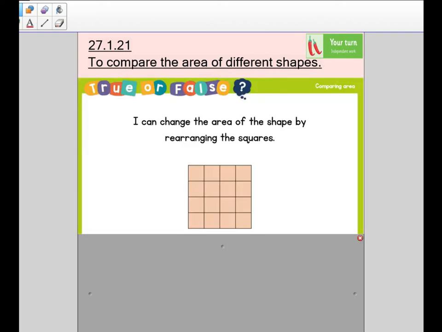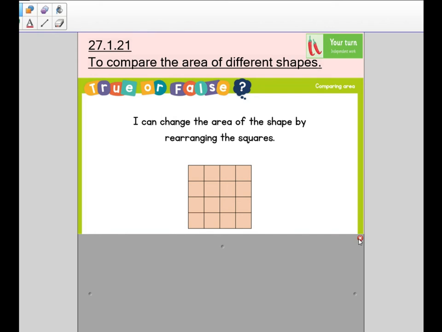To finish off our work on area, let's have a look at this true or false. It says, I can change the area of the shape by rearranging the squares. Do you think that's true or false? Can you explain it to someone? Pause the video and have a go now.